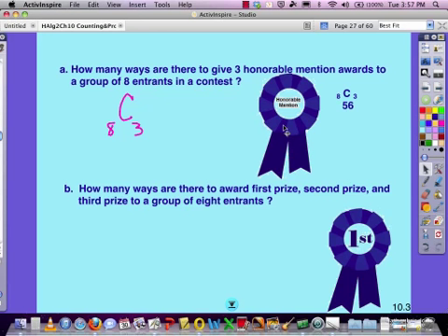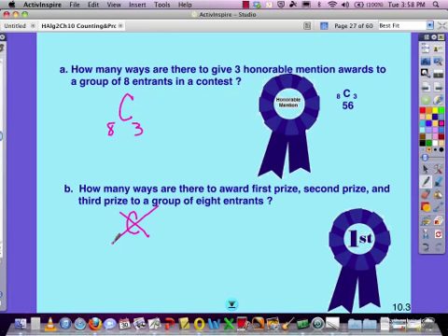How many ways are there to award first prize, second prize, and third prize in a group of 8 entrants? So again, we've got 8 entrants. How many ways can we take those 8 entrants and award first, second, and third prize? So in this case, what are you thinking? Order does matter, because you got a first prize, second prize, third prize. So I don't think we're going to be talking about a combination. We're going to be talking about a permutation.